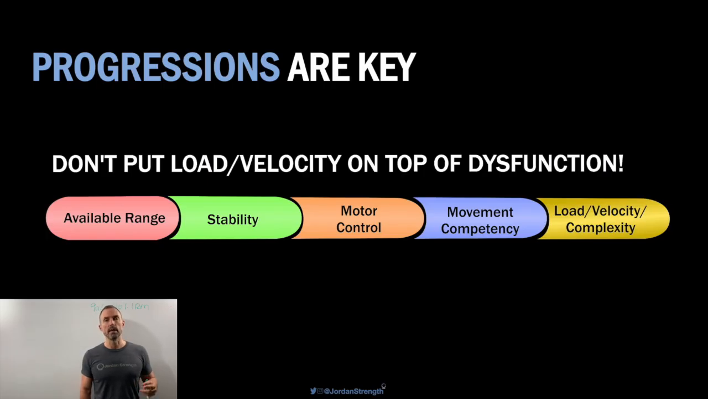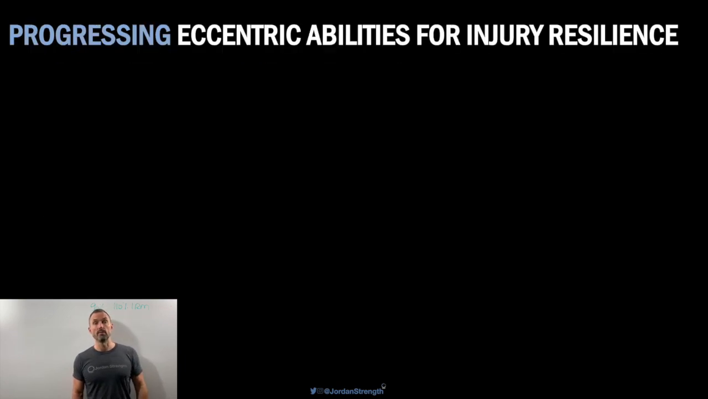Progressions, though, are key. The key here is that we have to make sure that an individual is ready for this type of training. So I always say it starts with postures and positions. You've got to have the postures and positions. You've got to have the available range, the control to be able to handle this stuff. And then we pile upon, from these various stages, we start to progress into these high loads, high RFD, and then eventually high eccentric RFD type movements.